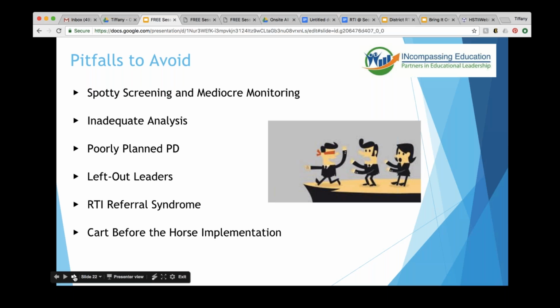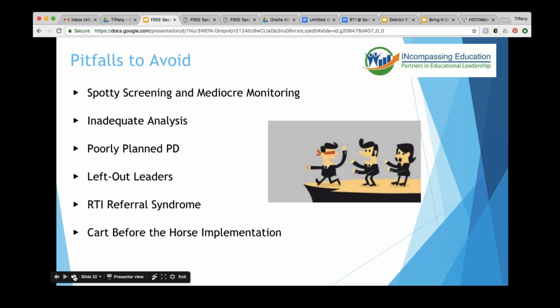You must be a part of every single part of this particular process. You want to avoid that RTI referral syndrome. You do not simply want to get in the habit of referring kids, referring kids, referring kids. You want to make sure that you have a sound system in place that's going to allow you to take students through this referral process in an appropriate way so that you can make sure that you have identified the students that you need to and not over-identifying anyone simply because they participated in the RTI process.